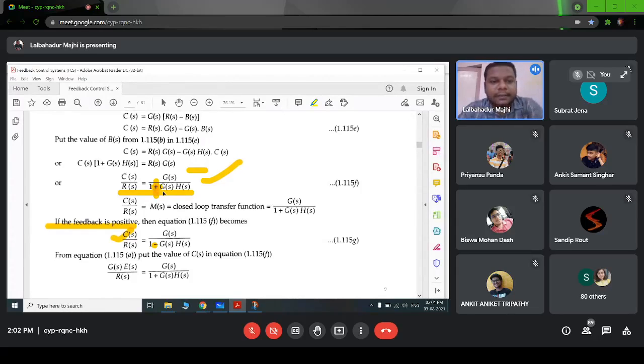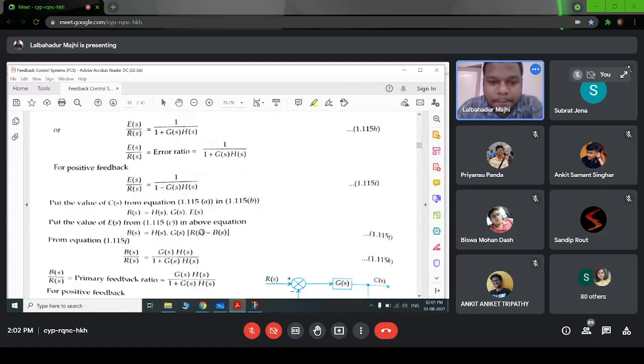So this is the closed loop transfer function for negative feedback, which is G of S divided by 1 plus G of S into H of S. Similarly, for positive feedback system, it will be G of S divided by 1 minus G of S H of S. These are the basic open loop and closed loop transfer functions.